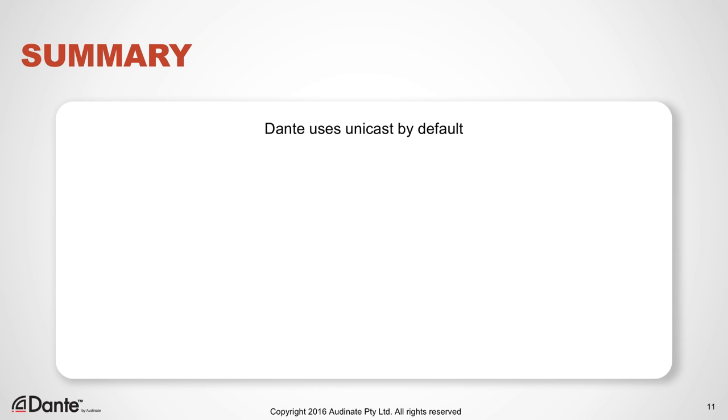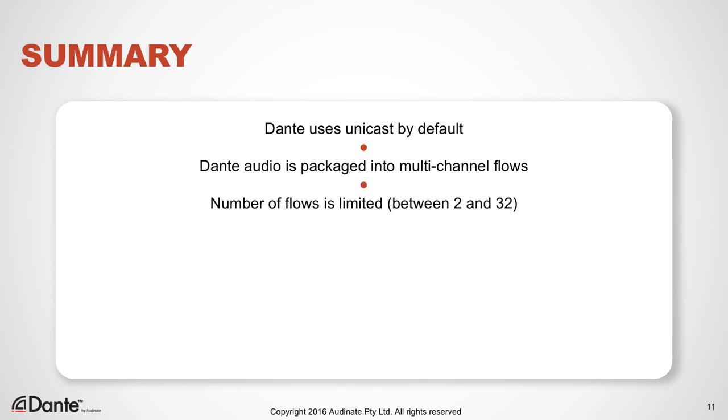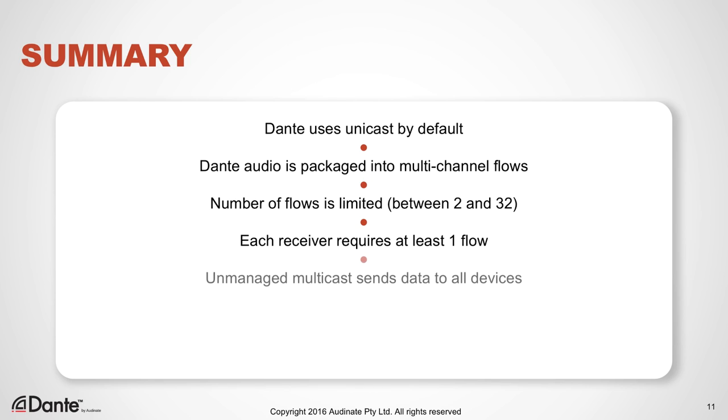Let's review this unit. Dante uses unicast by default, sending data directly to receivers only. Dante packages audio channels into flows that typically contain several channels. Dante devices have a limited number of flows depending upon device type. A subscription to a receiver always uses at least one flow, regardless of number of channels. Unmanaged multicast sends the same data to all network devices regardless of subscriptions.